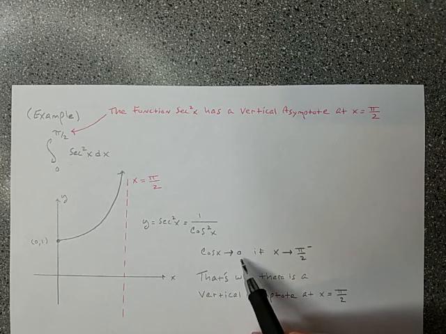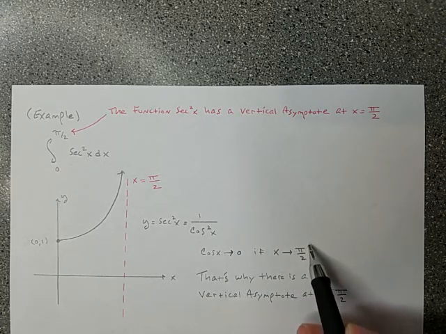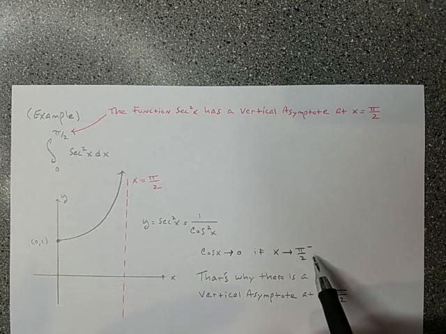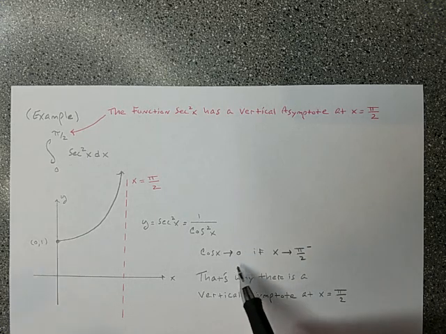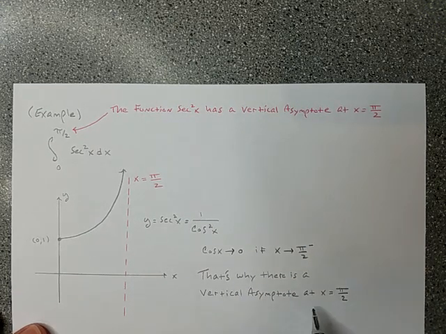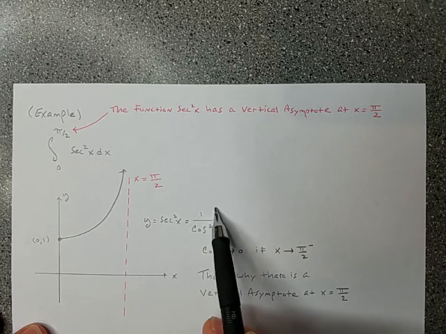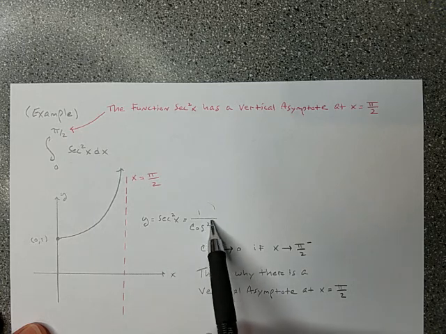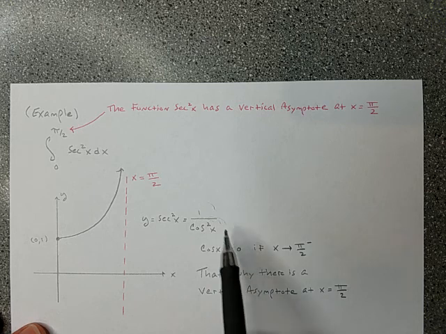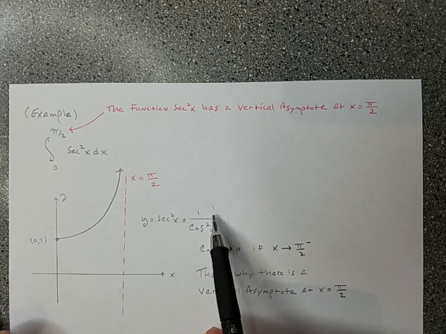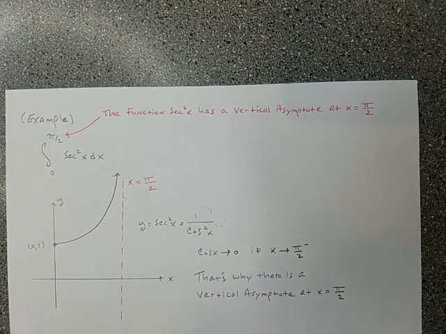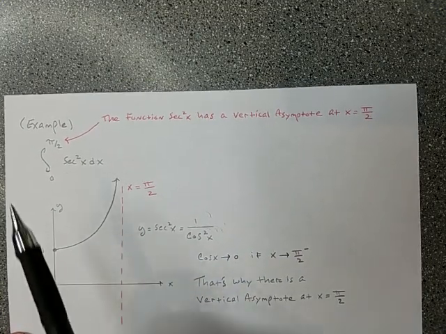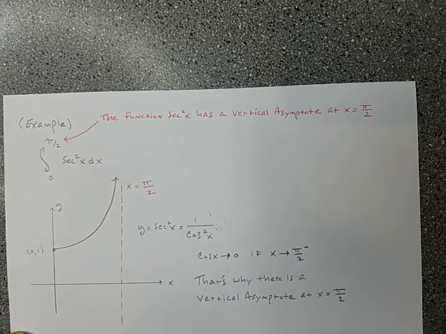Cosine of 90 degrees is 0. And the closer that angle is to 90 degrees, from underneath, like 89.9, 89.99, then the closer the cosine is to 0. That's why there's a vertical asymptote at pi over 2. So in this function, as you go to pi over 2 from the left, you're dividing by numbers that are smaller and smaller and closer to 0, yielding an overall larger and larger answer when you divide. Okay, so let it be known that yes, there is a vertical asymptote at pi over 2.